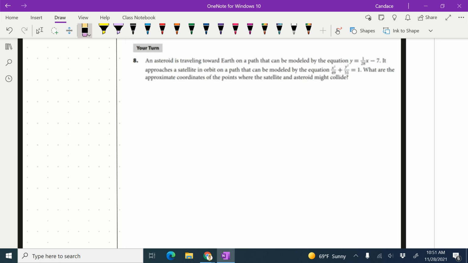So an asteroid is traveling towards Earth on a path that could be modeled by the equation y equals 1/28 x minus 7. It approaches a satellite in orbit on a path that can be modeled by the equation x squared over 49 plus y squared over 51 equals 1. What are the approximate coordinates of the points where the satellite and the asteroid might collide?